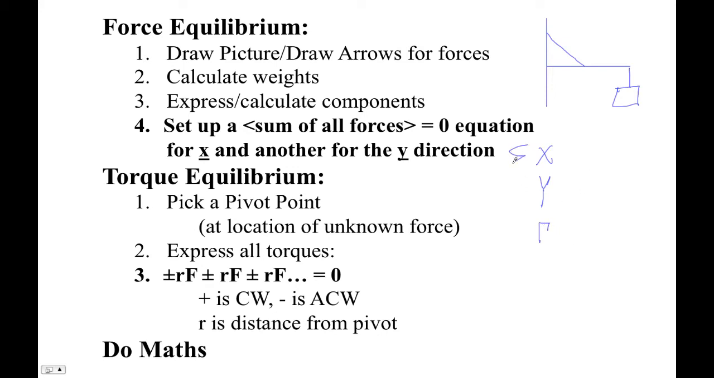So what we do is we just say the sum of the forces in the x direction is 0, the sum of the forces in the y direction is 0, and the sum of the torques about any point we choose to pick, right? And there's a little bit of strategy there, okay? All of the torques will add to 0.